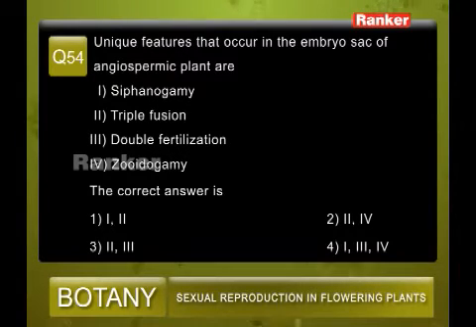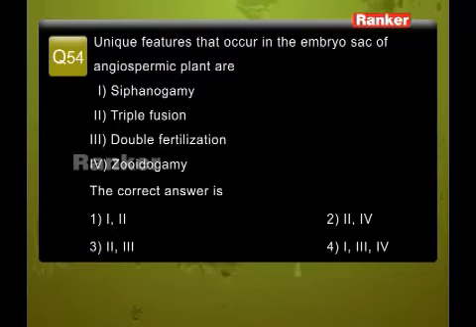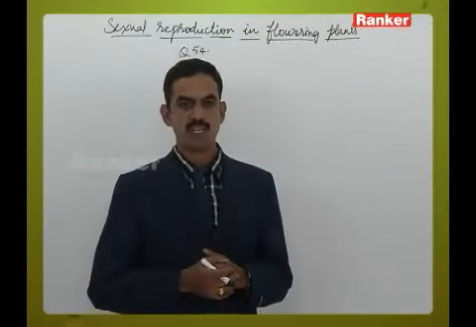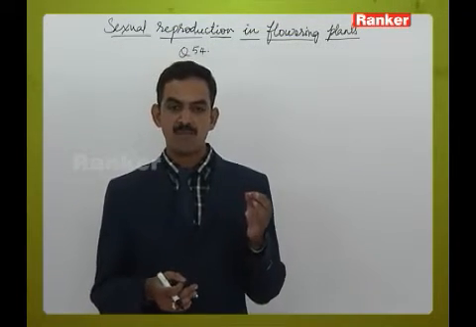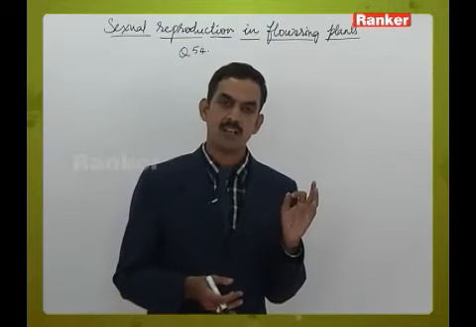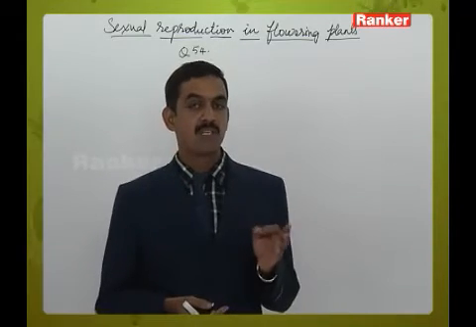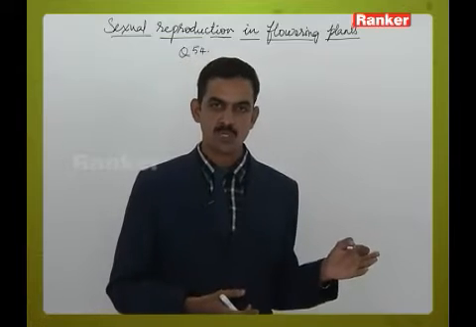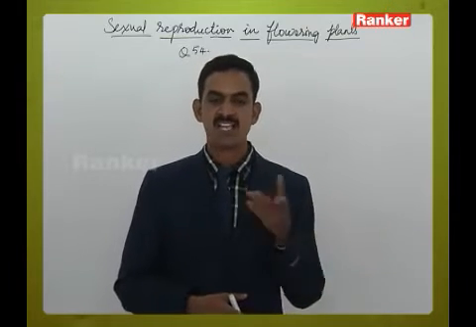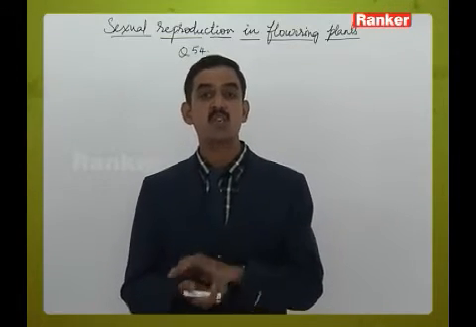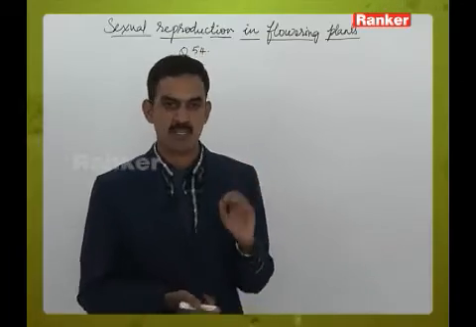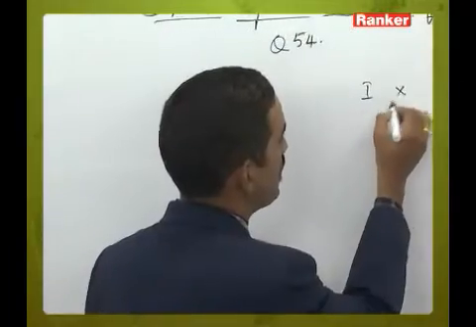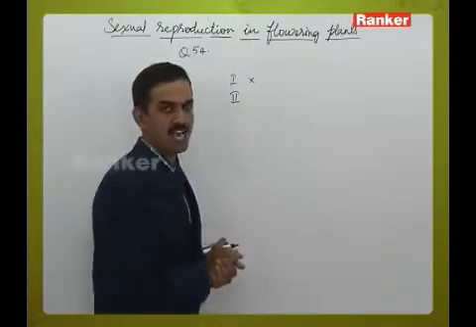Double fertilization, 4. Zoidogamy. Okay, from the given options we can say that siphonogamy is present in angiosperms, but the same character, siphonogamy, is present in another group of plants also, that is in gymnosperms. That's the reason why we should not consider that as a unique feature of angiosperms. So 1 is not a unique feature of angiosperms.